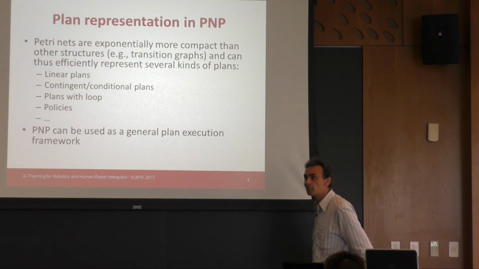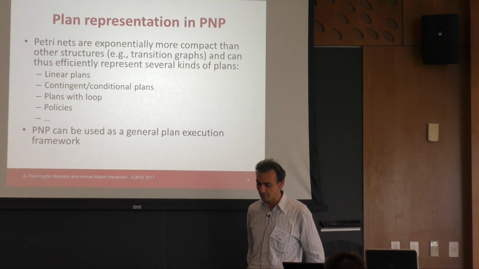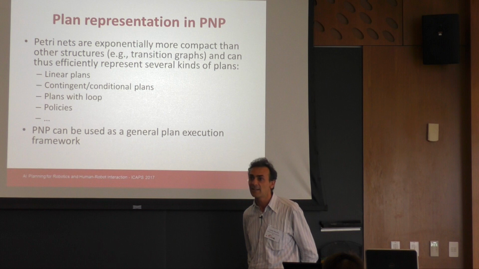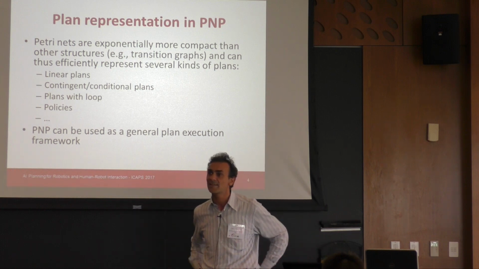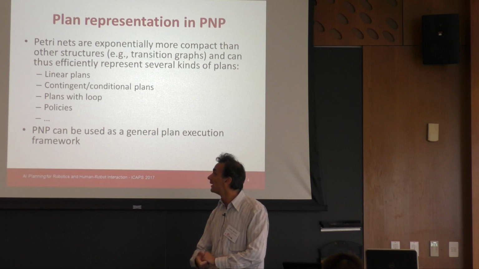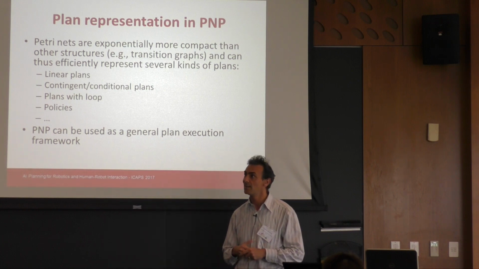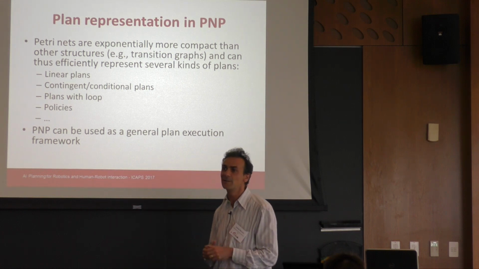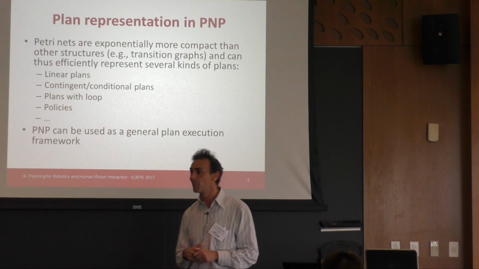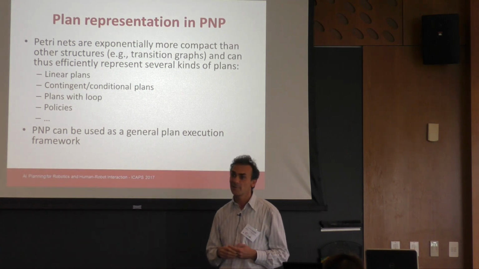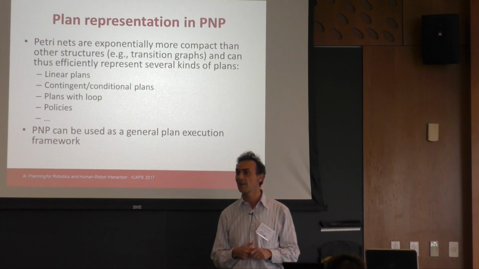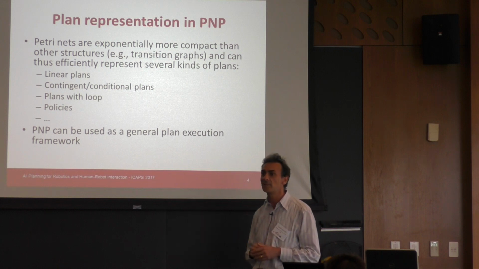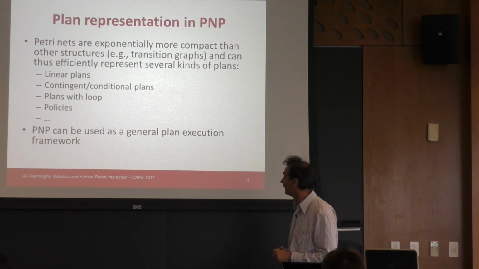So why do we want to propose to use Petri Net plans for representing plans in robotics? Well, of course, Petri Nets are a very expressive formalism, and with Petri Nets you can express in a compact way all the behaviors that you really need to run on your robots. So Petri Nets are exponentially more compact than transition graphs, for example, and this means that they are very powerful in terms of representation of complex, very complex activities.